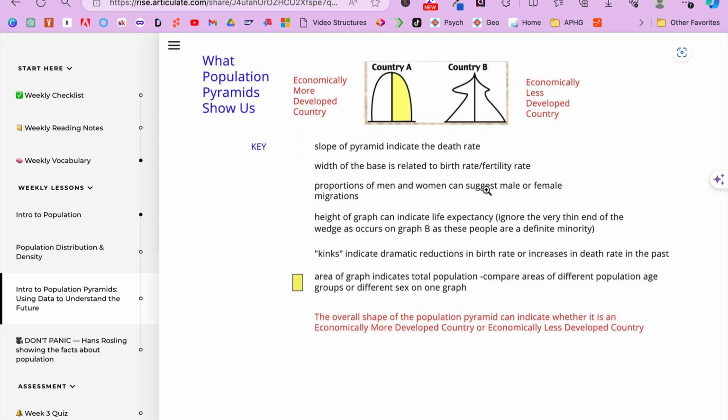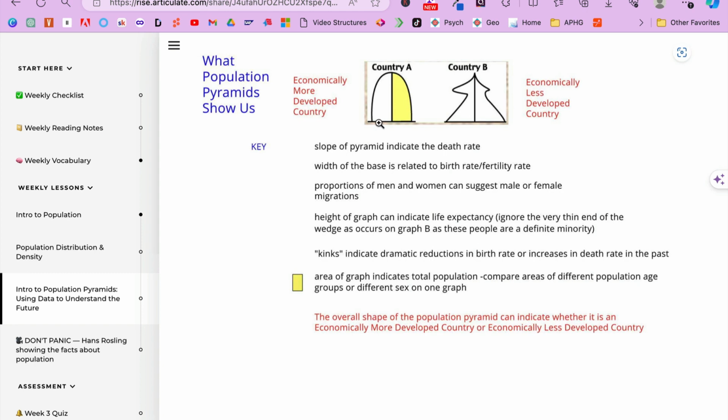So what can population pyramids show us? They can, just as we view it, show us the economic development stage of a country. The more pyramid or triangle shape you have, the less economically developed it is, because the slope essentially indicates the death rate. The width of the base is related to fertility and birth rate. And as we know, less developed countries tend to have a higher rate compared to more economically developed countries. It's going to look more rectangular.